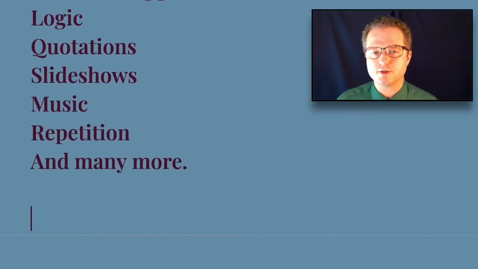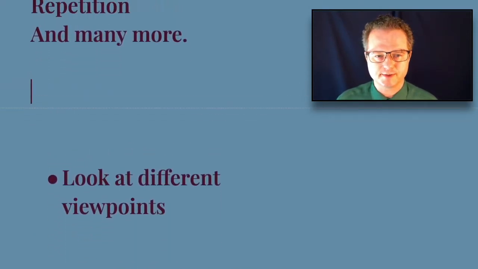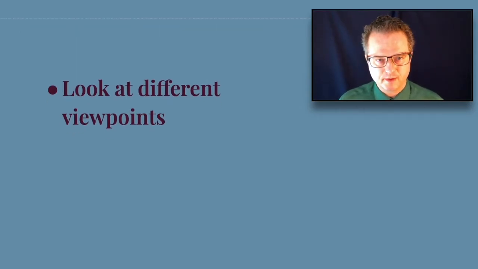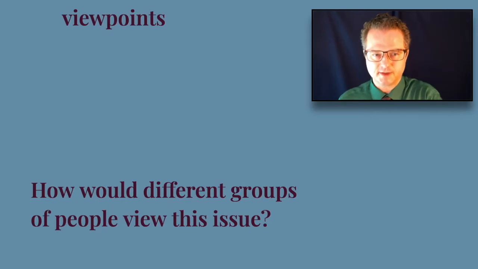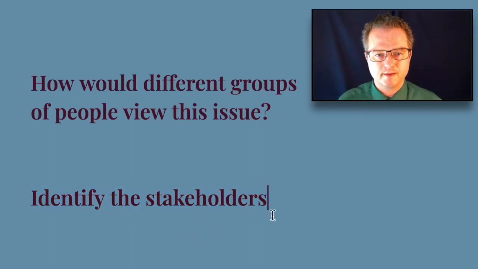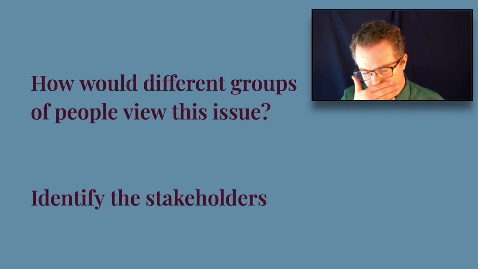The next method is to look at different viewpoints. Every issue affects more than one group of people. So looking at different viewpoints is kind of asking the question, how would different groups of people view this issue? By identifying the stakeholders. Stakeholders are the people who either benefit or are harmed by something that happens, an event or a policy.